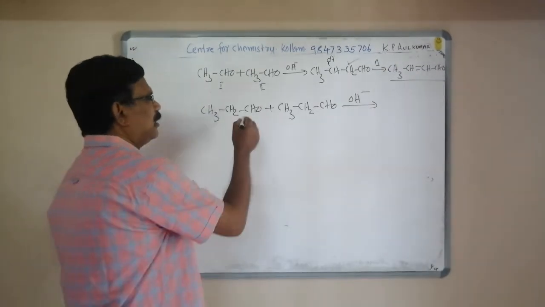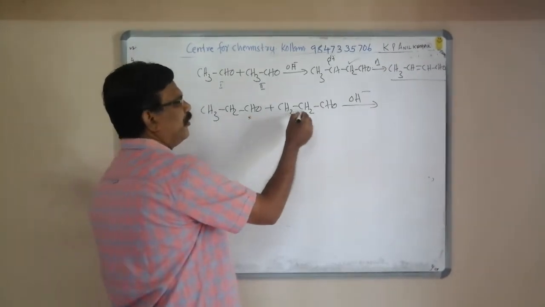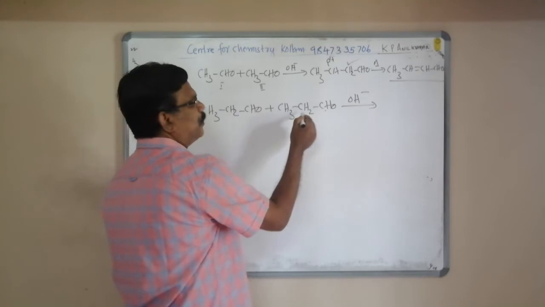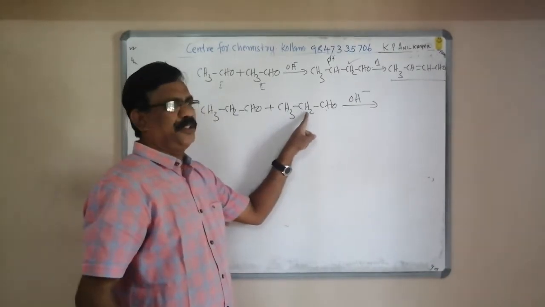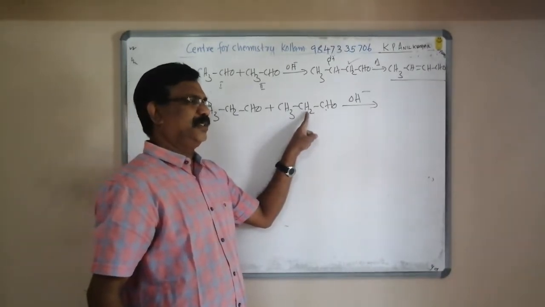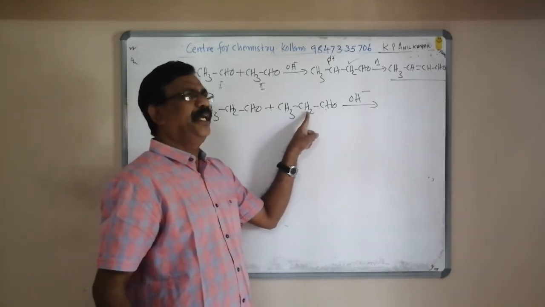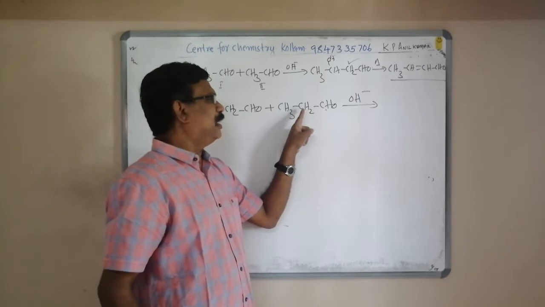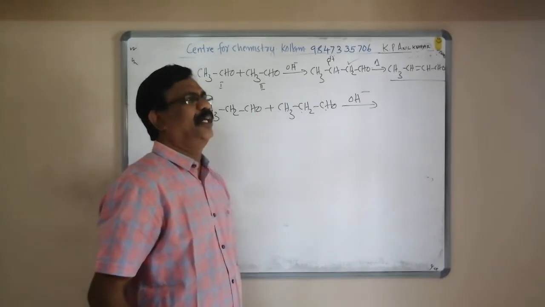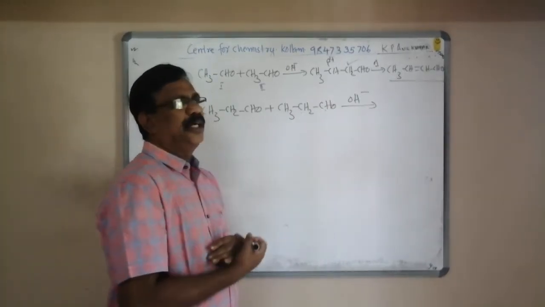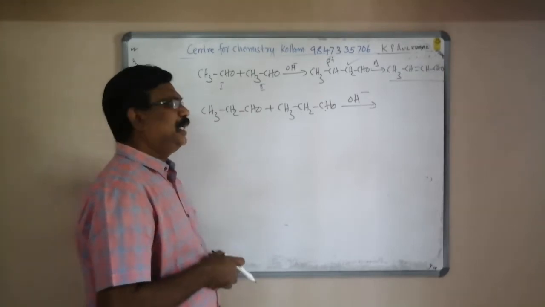So this is the carbonyl group and this is the alpha carbon, with two alpha H atoms. That is why it undergoes aldol condensation, because propanal contains an alpha carbon and two alpha H atoms. So they undergo condensation and produce an aldol.